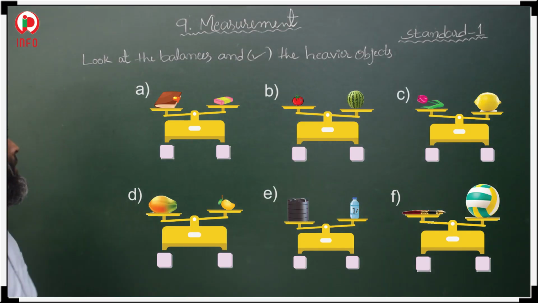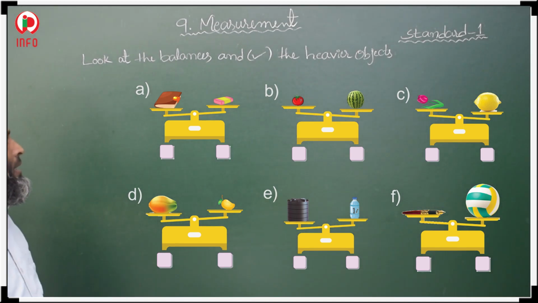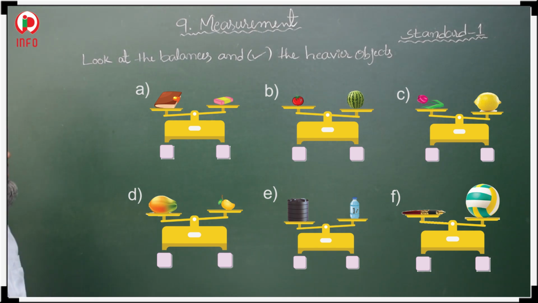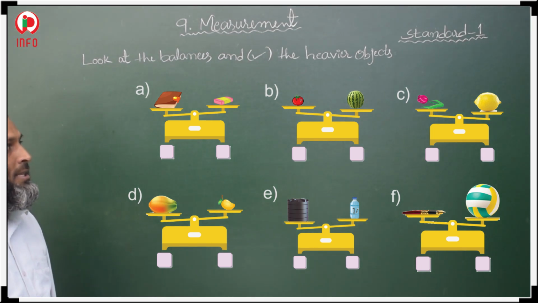Okay, see here. What do we have to do in this question? Look at the balances and tick the heavier objects. Heavier objects we have to tick. Here 6 balances are given: 1, 2, 3, 4, 5, 6. In these 6 balances, we have to tick the heavier objects.